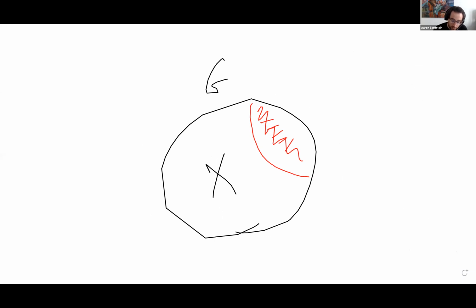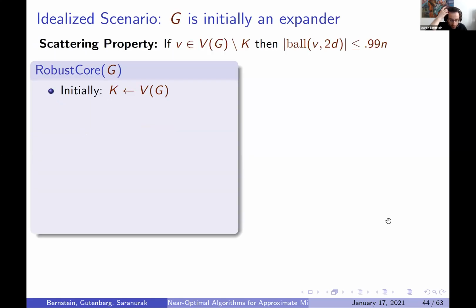Okay, so expanders have these two great properties. They have small diameter and they're robust to edge deletions. So to show that these are so useful, let's start with an idealized scenario. Let's say that in robust core, your original graph, it's not just small diameter, it's actually an expander to begin with. And I want to show how to solve the problem in this idealized scenario.